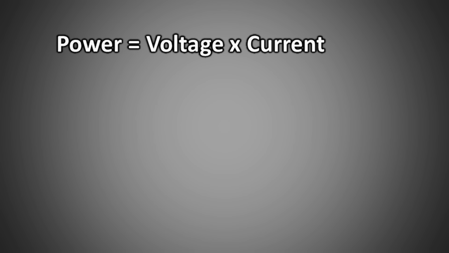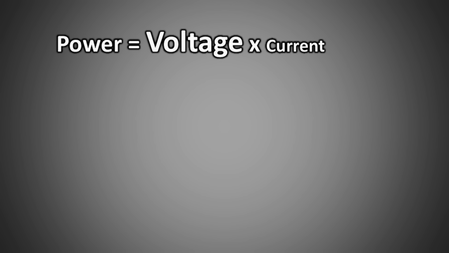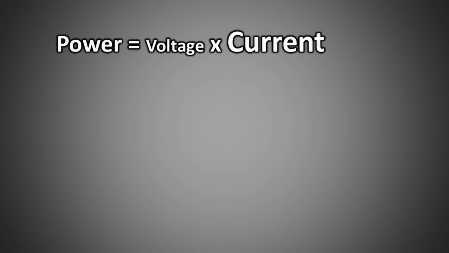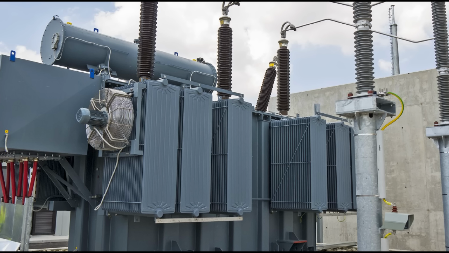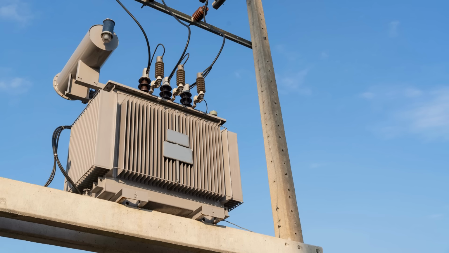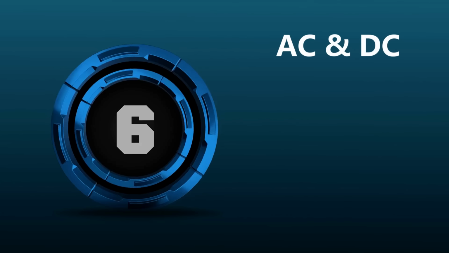A transformer never increases or decreases total power. When it increases voltage, the current decreases. When it decreases voltage, the current increases. So the product, voltage times current, remains almost the same. In reality, even a transformer is not perfect. A small amount of energy is always lost due to Joule heating and magnetic losses inside it. So the power coming out is slightly less than the power going in. This difference is used to calculate the efficiency of a transformer.